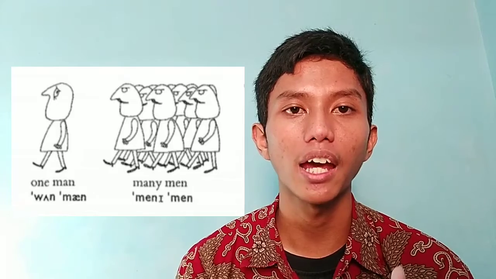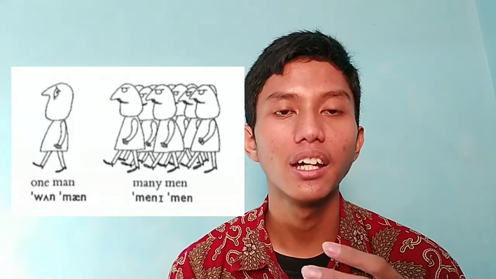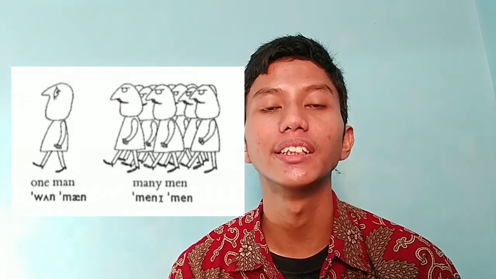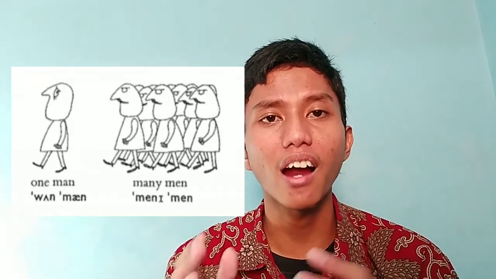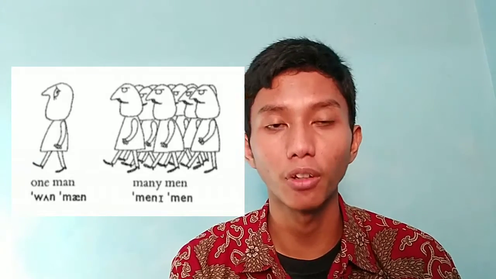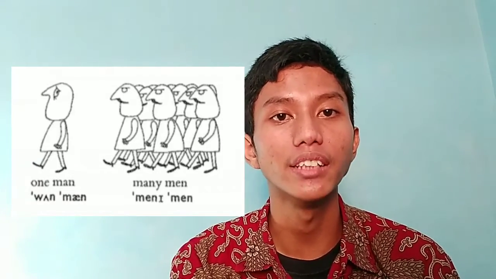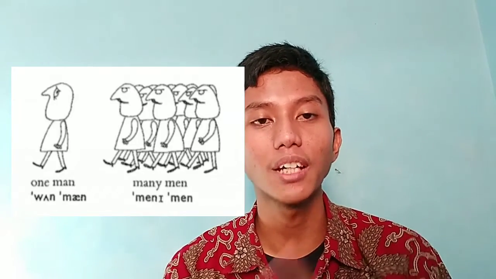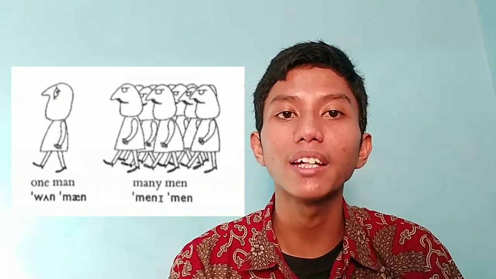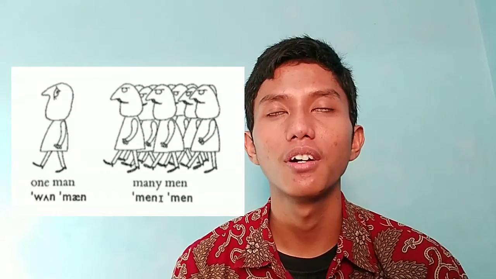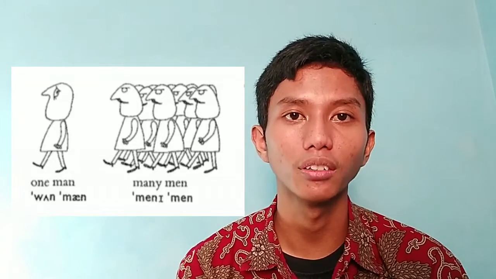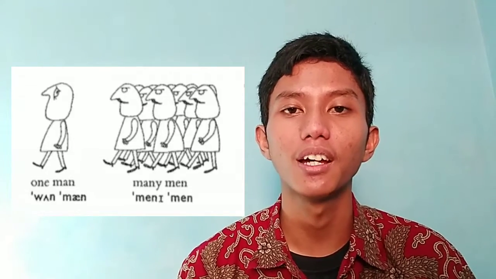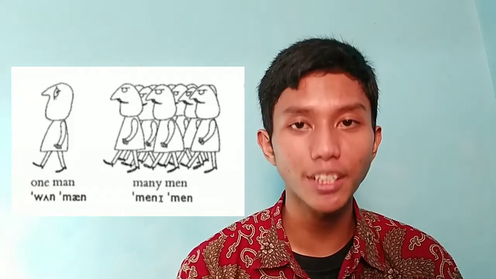We are going to the next picture. Difference between man and men. The first, one man. So there is an A sound in the middle of this word. One man. For example, there is one man in my bedroom. For the other example, that man is playing football. And then many men. For example, many men line up facing me.